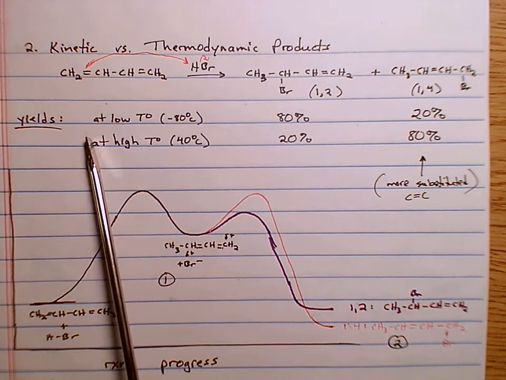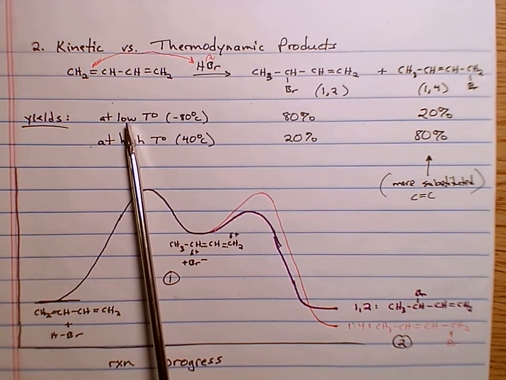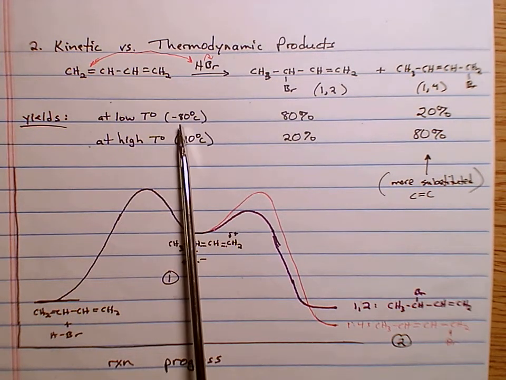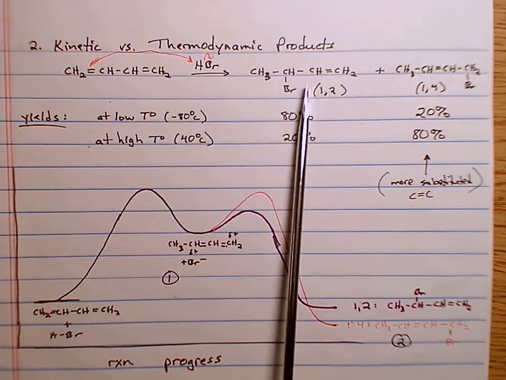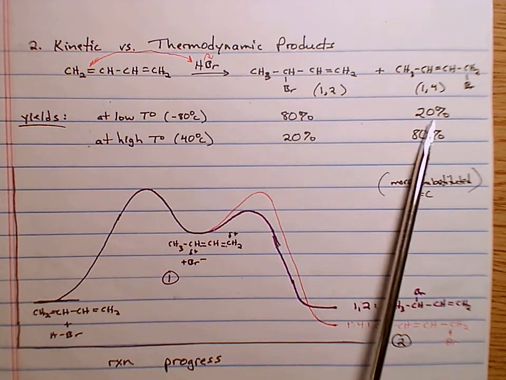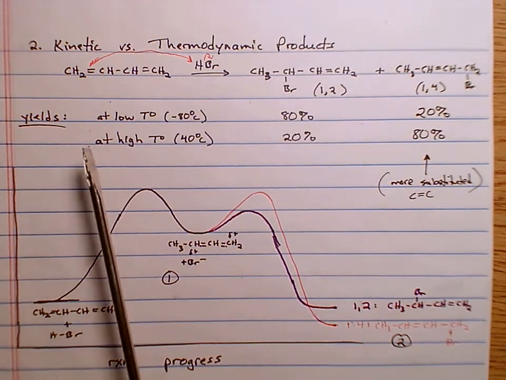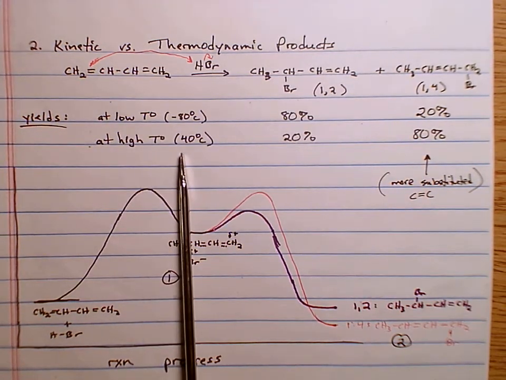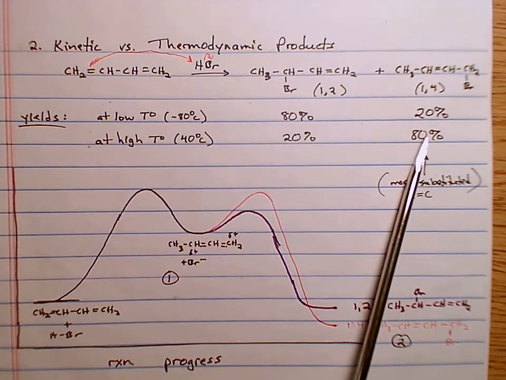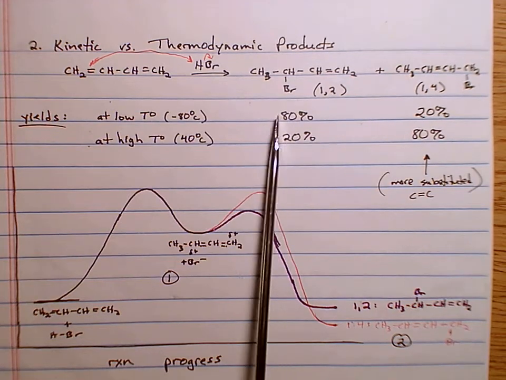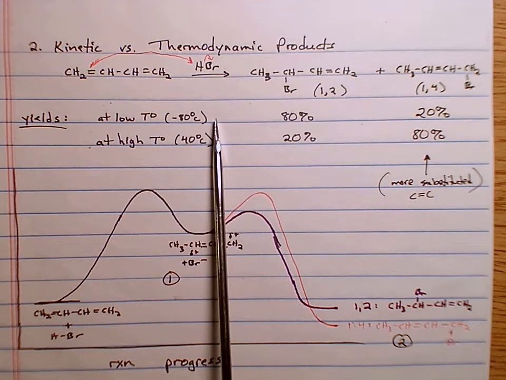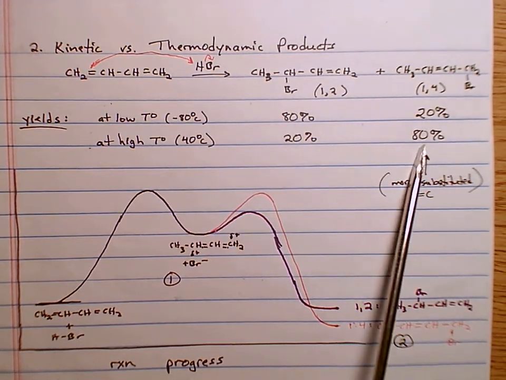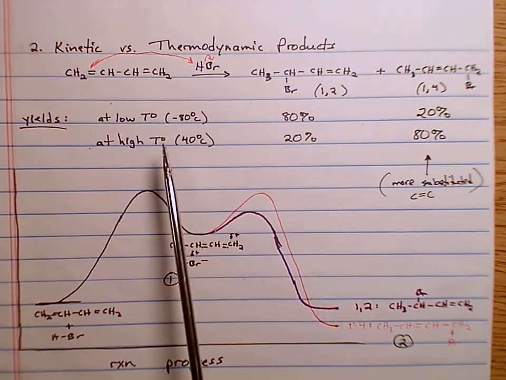But it turns out if we're at low temperatures, we make the reaction temperature really low, like at minus 80 degrees Celsius, 80% of the product is going to be the 1,2 addition, 20% will be 1,4. However, if we do it at high temperatures, like 40 degrees Celsius, now 80% of the product is the 1,4, only 20% is the 1,2. So we can switch those numbers. If you want mainly 1,2 product, run the reaction at low temperature. If you want mainly 1,4 product, run the reaction at higher temperature.